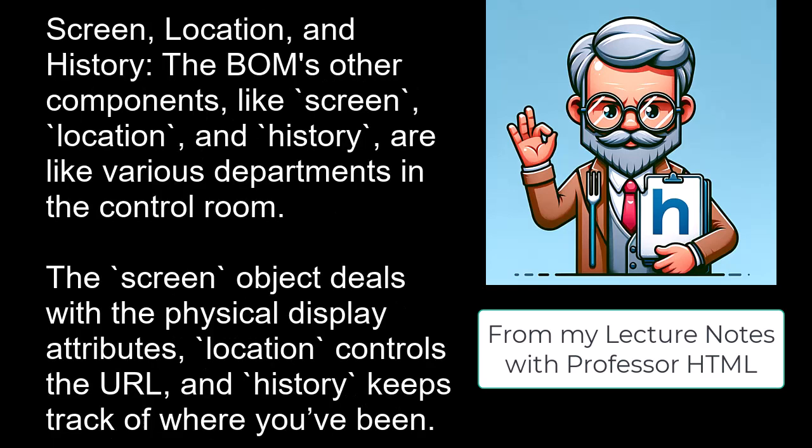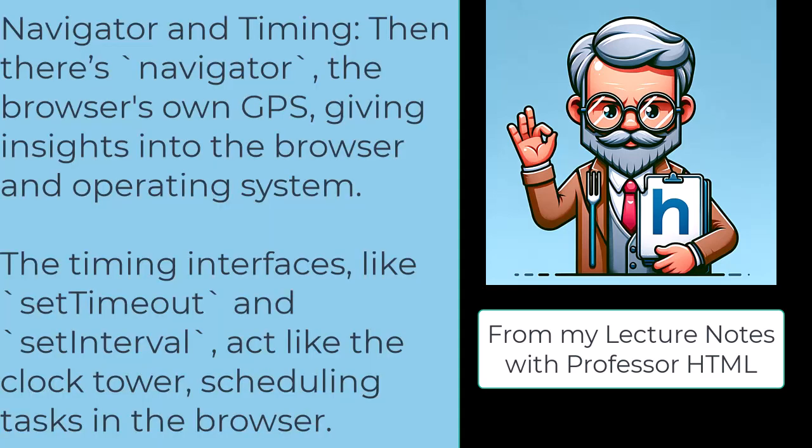2. Screen, location, and history. The BOM's other components, like screen, location, and history, are like various departments in the control room. The screen object deals with the physical display attributes, location controls the URL, and history keeps track of where you've been. 3. Navigator and timing. Then there's Navigator, the browser's own GPS, giving insights into the browser and operating system. The timing interfaces like setTimeout and setInterval act like the clock tower, scheduling tasks in the browser.